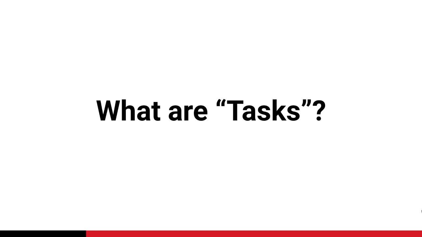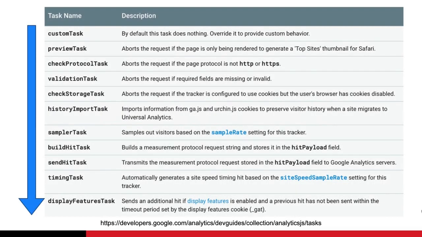Without further ado, let's talk about custom task and especially what these tasks are and how custom task fits into the whole thing. So this list that you see here, taken from the developer guide of Google Analytics, shows you all the steps that the analytics library takes after you've made the decision to send a hit to GA. So either with GA's own send command or by firing a Google Tag Manager tag. And the tasks are run through in this particular order.